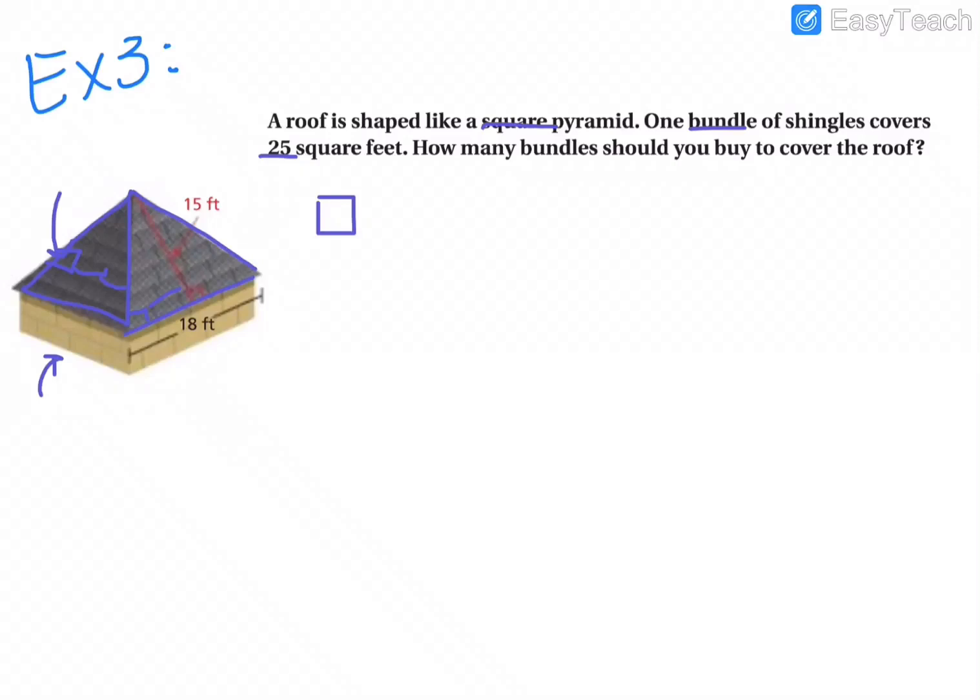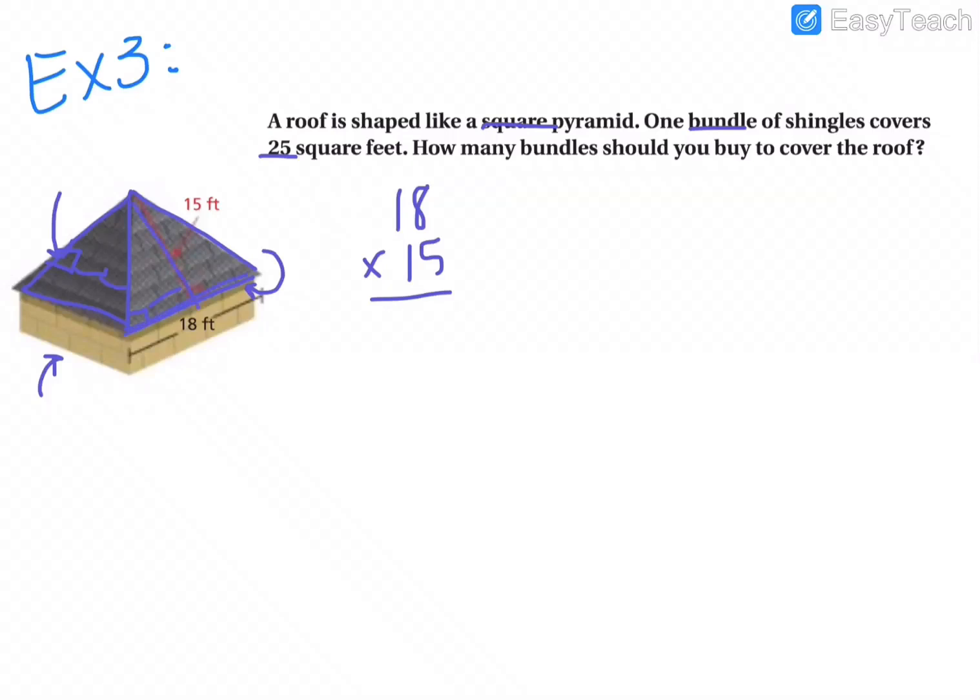actually I don't need the base because that's not going to be shingled. So I don't have to worry about that. Let me go back. I only need the 4 triangles. So really only the 4 lateral faces. Again, I don't need the square base because that's going to be on the inside of the house. Okay, so I'm going to do 18 times 15. That's the base times the height of the triangle.